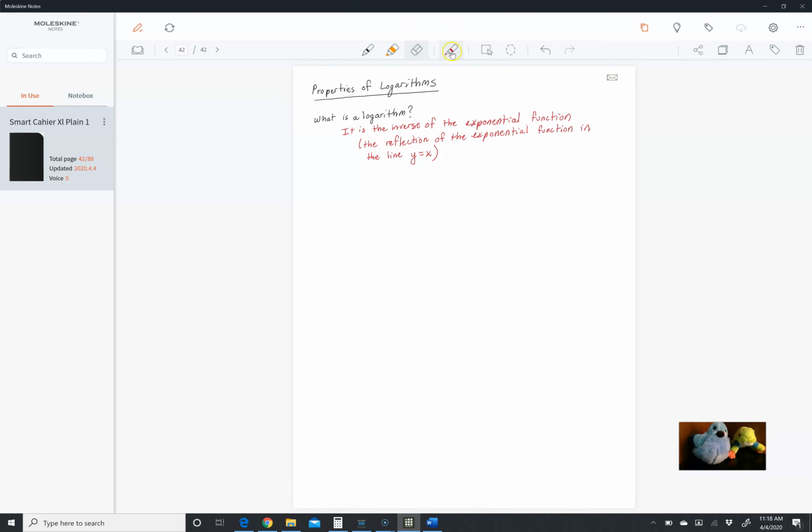Okay, if we graph it, our x and our y. This would be the exponential function. The logarithmic function.